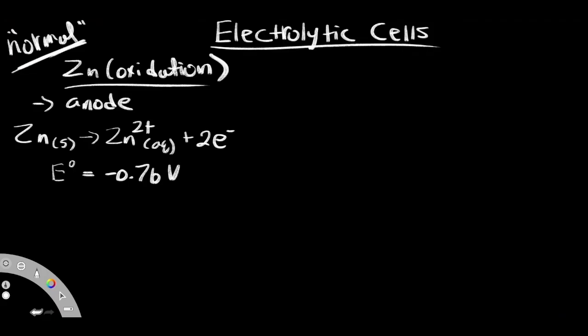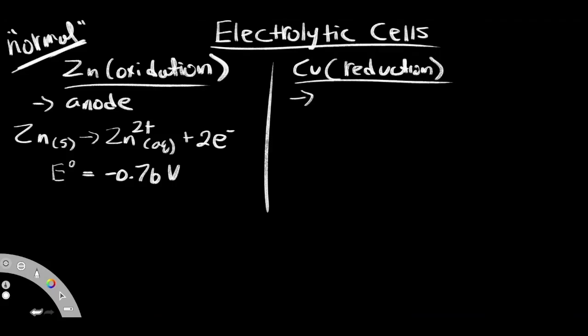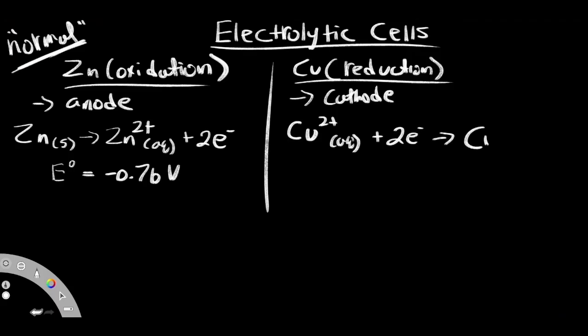0.76 volts. Okay, so again, we know whenever it's oxidation, loss of electrons, that's why there's a negative in front of the value. If we were to look at copper, that would just be the reduction end, and we treat it as the cathode. Of course the electrons would then have to be on the reactant side. So if we have Cu2+, it would have to be paired with 2 electrons for neutrality, and then it's going to create our Cu solid.